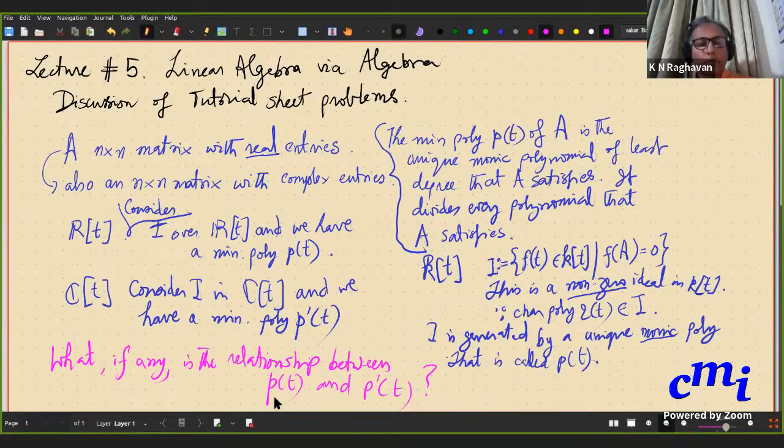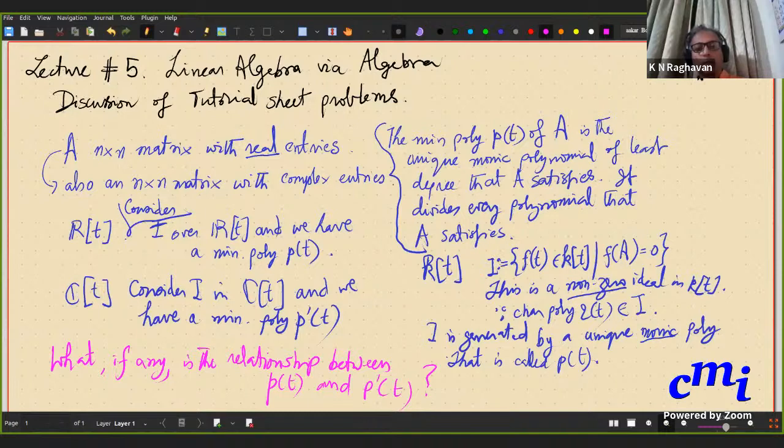That's the question. Now, first, before we try to even bother answering the question, do we understand the question? I think it's a beautiful question. The first thing is to start appreciating the question. See, it's a rather fundamental one. I look at it over R, I get a polynomial. I look at it over C, and I get a polynomial over C.